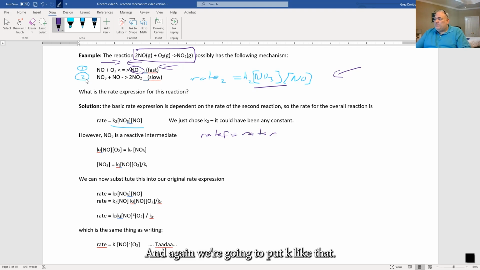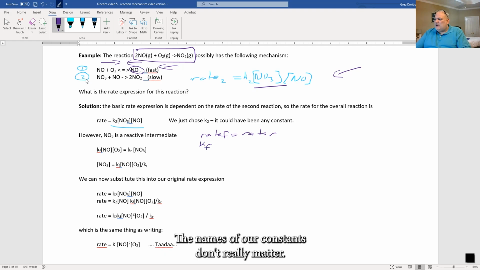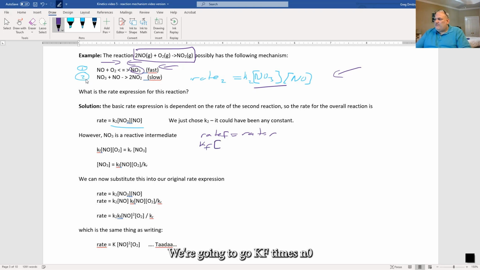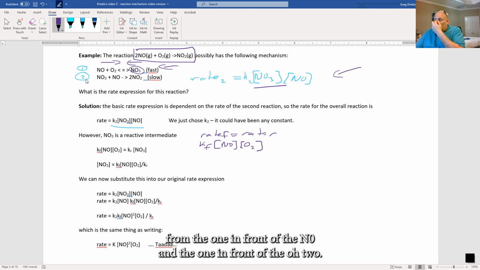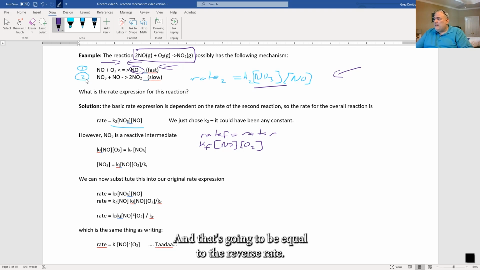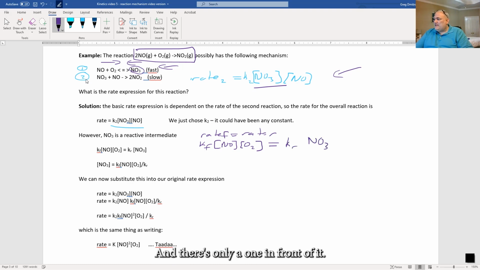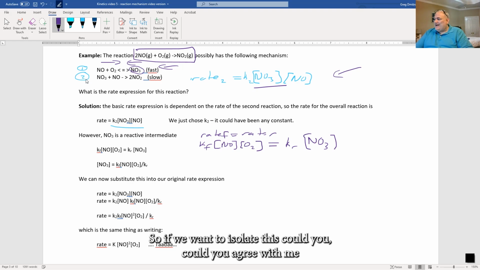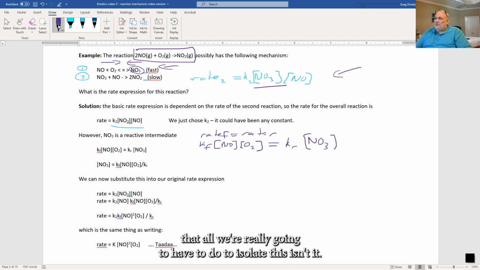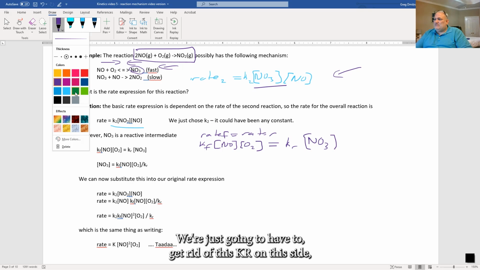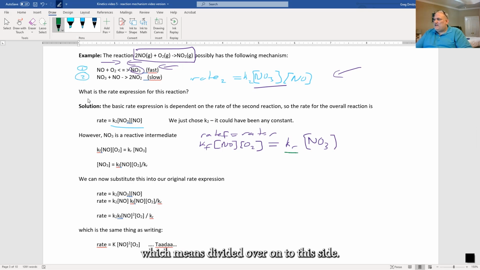And again, the names of our constants don't really matter, but we're going to go KF times NO times O2. That's going to be our forward reaction rate, and I got that from the 1 in front of the NO and the 1 in front of the O2, and that's going to be equal to the reverse rate. All we have on the reverse side, which makes this easy, is NO3, and there's only a 1 in front of it. So if we want to isolate this, all we have to do is get rid of this KR on this side, which means divide it over onto this side.